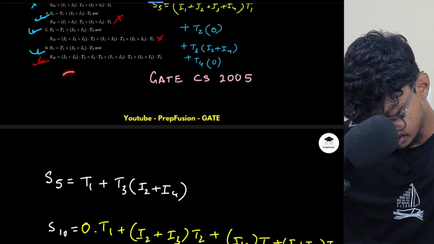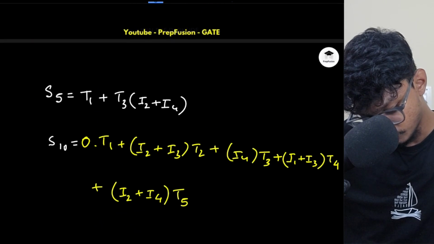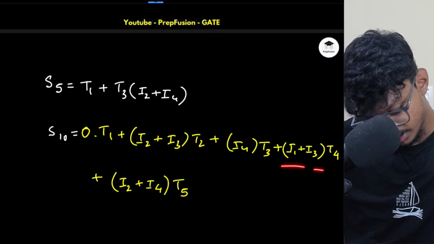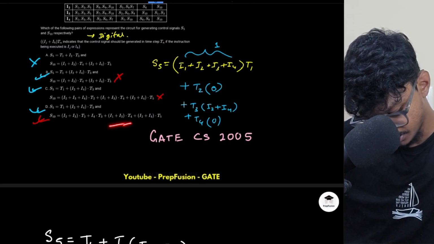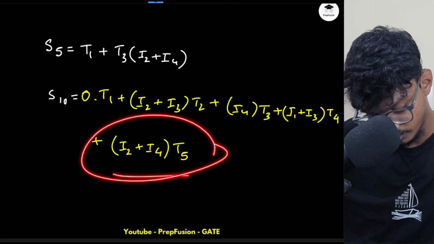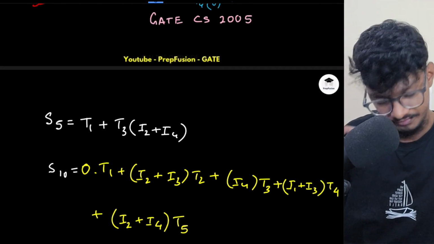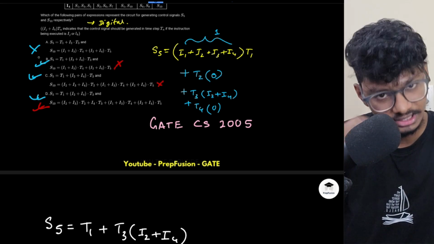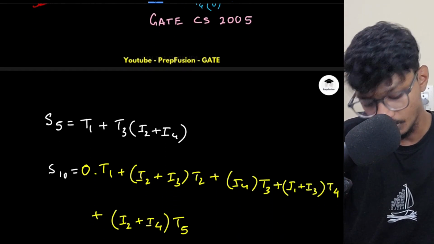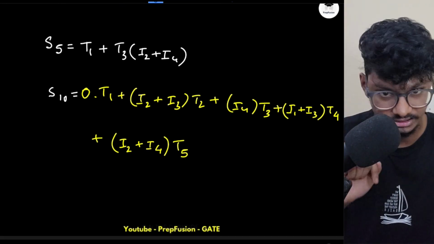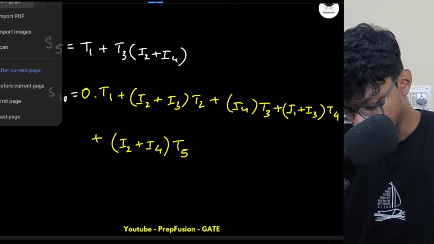Here, I2, I3 with T2, yes, correct. I4 with T3, yes, correct. Then I1, I3 with T4, again correct. I2, I4 with T5, again correct. So this is correct. Now, they could have written this expression in a different manner as well. Generally, they write the expression like this only. This time they have written it in terms of T.